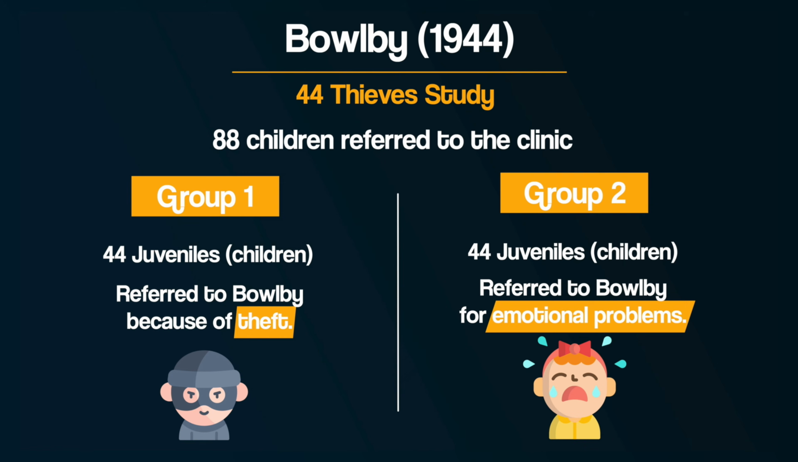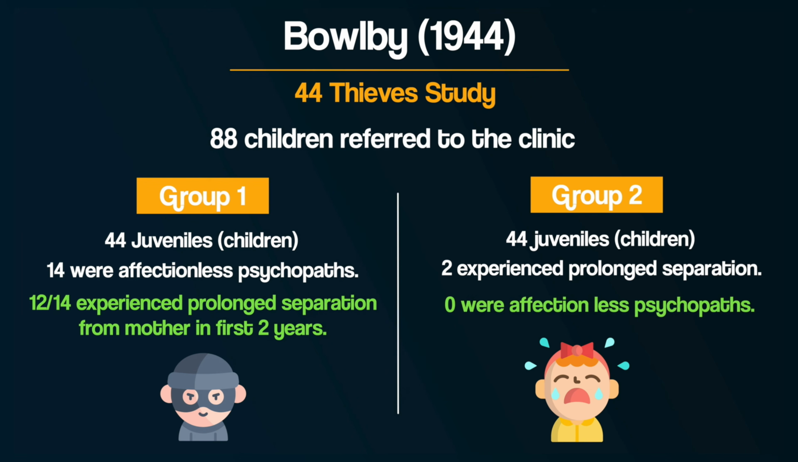Evidence for Bowlby's maternal deprivation theory comes from his famous 44 Thieves study. He examined 44 juvenile delinquents who had a history of stealing and compared them to a control group of 44 non-delinquent children. Bowlby found that 14 of these children were diagnosed as affectionless psychopaths, characterized by a lack of guilt, empathy, or concern for others. Importantly, 12 of these 14 children had experienced prolonged separation during the critical period. This demonstrated the connection between maternal deprivation and criminal behaviour.